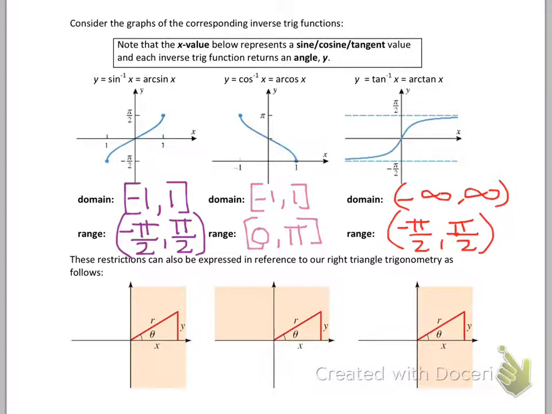So down below you see the three triangles, and these restrictions can also be expressed in reference to our right triangle trig. So notice that for sine, we are in quadrants 1 and 4. For cosine, 1 and 2. And for tangent, also 1 and 4. So instead of having all four quadrants, we restrict them just like we did the inverse and the basic trig functions.